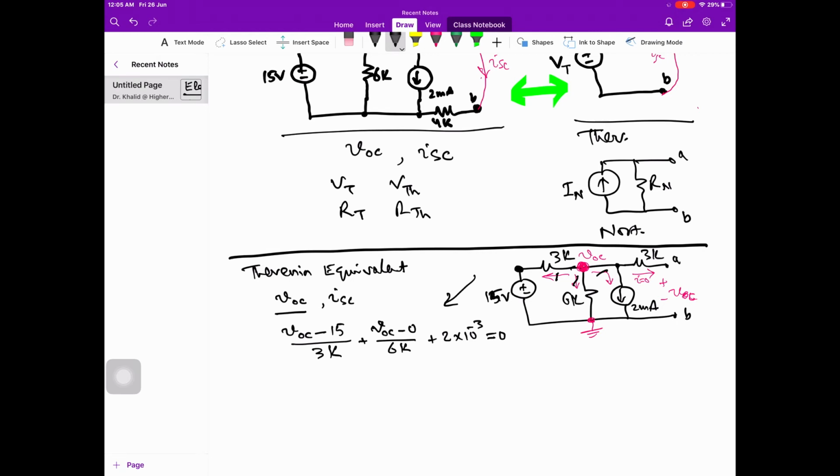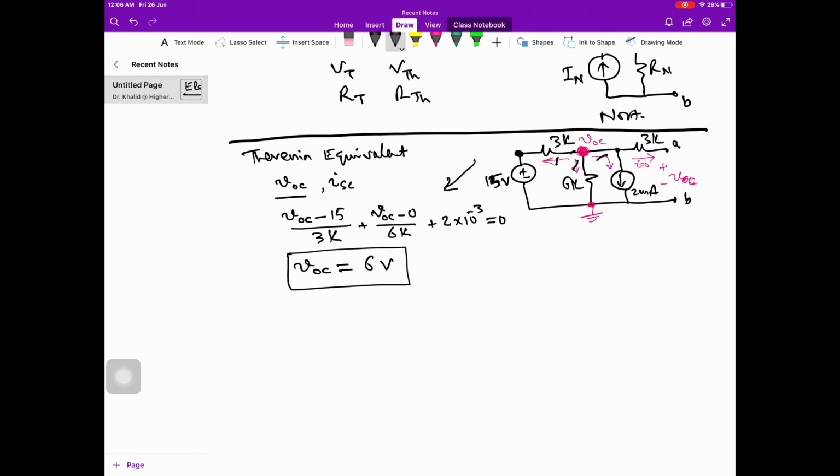If we solve this equation, only VOC is unknown. The rest of the things are known in it. Therefore, we can solve it easily, and VOC in this case is equal to 6 volt. So we have found one thing, the open circuit voltage, which is equal to 6 volts.